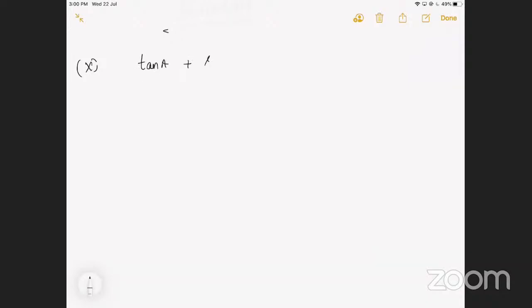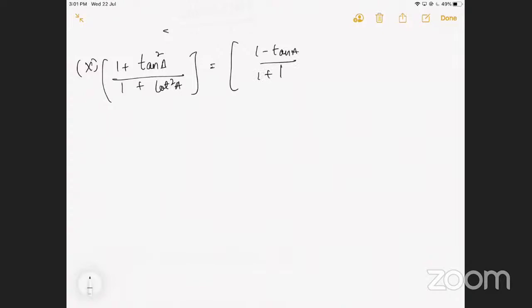Tan A plus sin A, sorry. 1 plus tan A upon 1 plus tan square A upon 1 plus cot square A equals 1 minus tan A upon 1 minus cot A the whole square equals tan square A. So can I explain this? Yeah, go ahead. So first we'll take the LHS, 1 plus tan square A upon 1 plus cot square A.